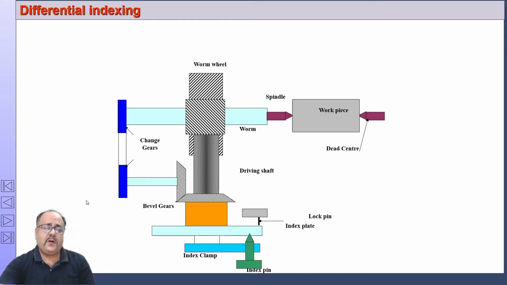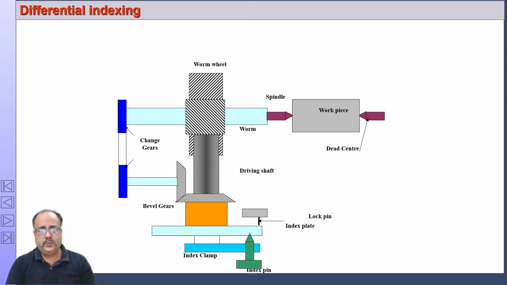At this point, if you are not aware of simple gear trains and compound gear trains, please Google them and study them. Only then will you be able to understand differential indexing. I am not going to explain simple and compound gear trains at this point. If you don't know them, get some knowledge of them and then come back and watch this video.